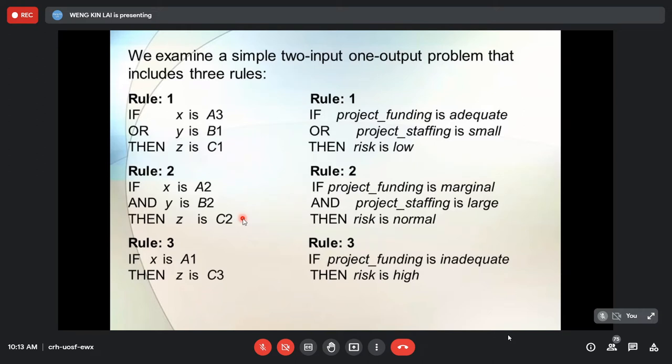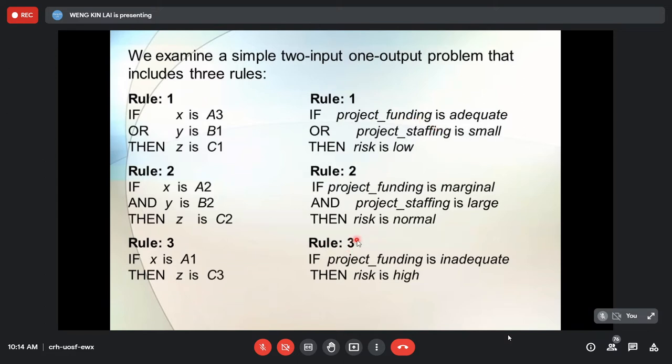So if this is replaced now, on the same three rules, we say that if your project funding is adequate, your budget is adequate, or your project staffing is small, then the risk of your project failing is low. For rule two, if your project funding is marginal now, you can see what we're trying to do is cover all our bases, all the various aspects of your project funding. It's marginal, and your project staffing is large. You have a large team of people, which you would like to have. So your funding is sufficient to pay for your staff, your expenses, your equipment and your travel, for example. Then the risk is normal.